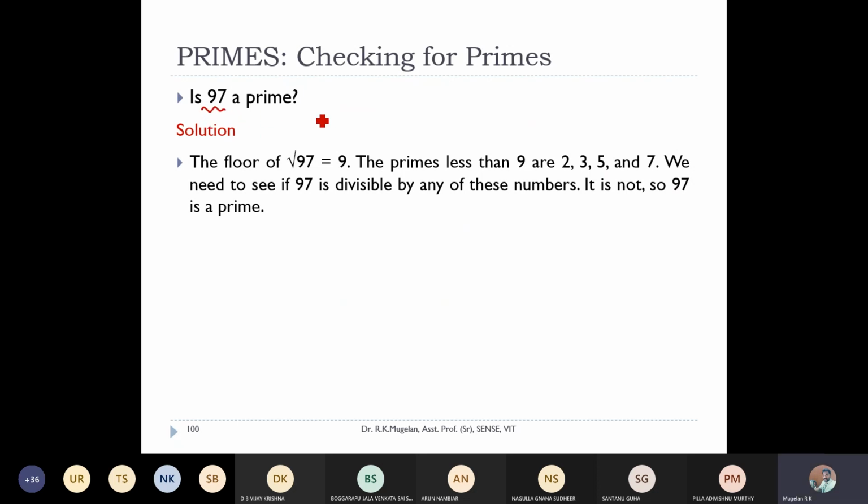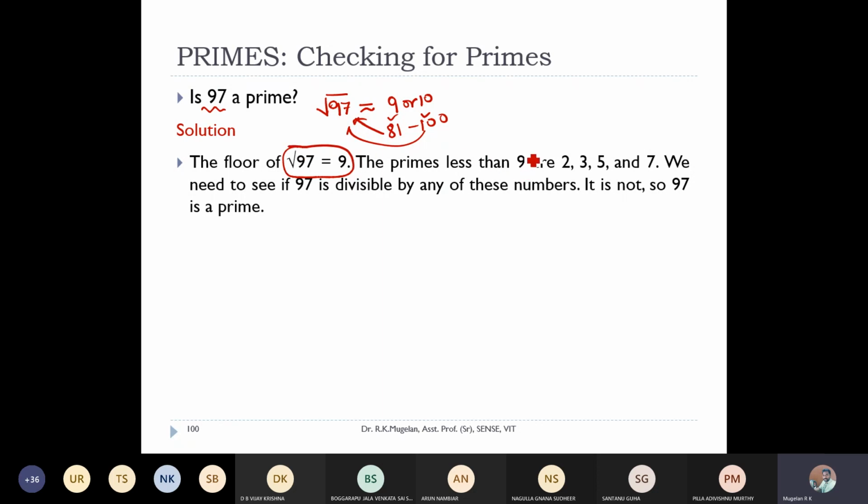The first thing I will do is take the root of this number, to find what comes closest to it. It is either 9 or 10, because 9 squared is 81 and 10 squared is 100. So this is the closest number to 97. You can choose any one according to yourself. The number you choose is called a floor value. The floor value of the square root of 97 is 9 here.